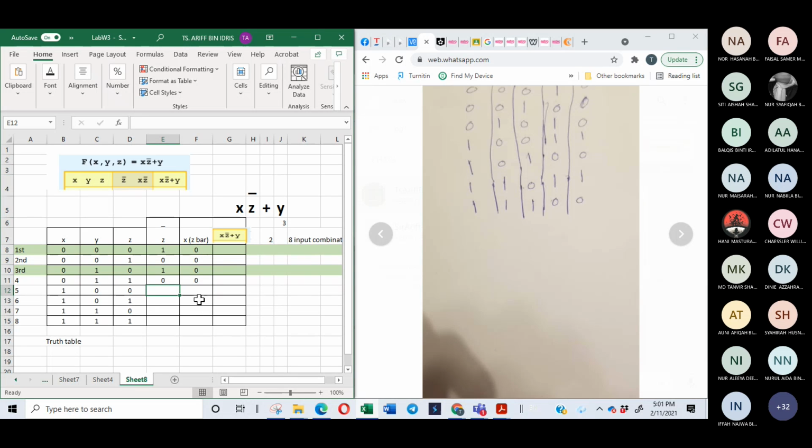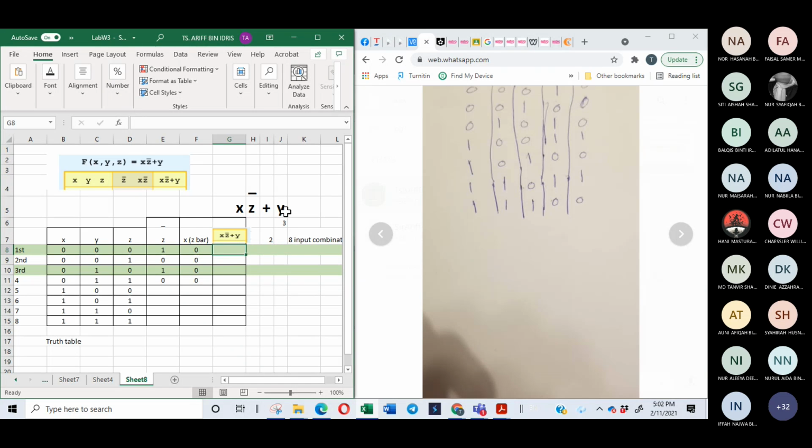Yes, sir. Because this truth table consists of so many marks. Let's say each box consists of half a mark. So you count how many boxes we have here. If you have 20 boxes, just to produce a truth table is already 10 marks. It is a lot of marks. So make sure you know how to complete the truth table. Are you clear, class? Yes, sir.